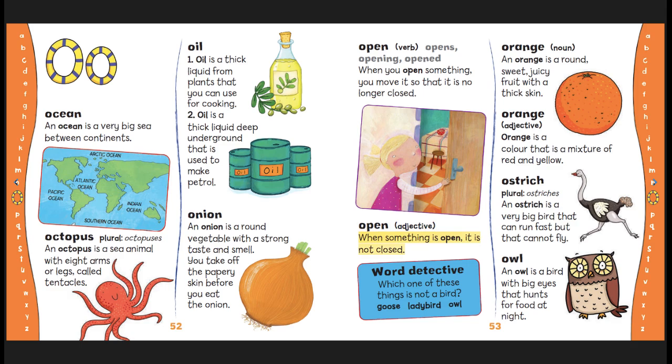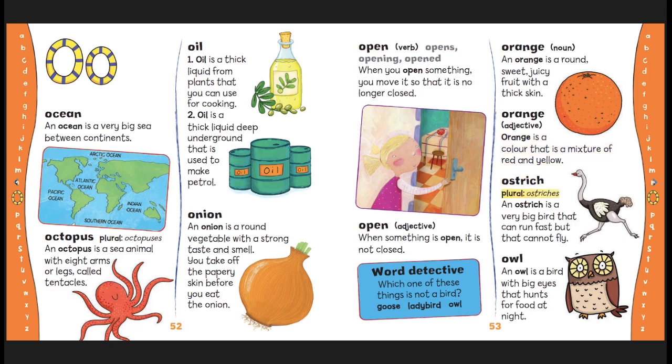Word detective. Which one of these things is not a bird? Goose, ladybird, owl. Orange, noun. An orange is a round, sweet, juicy fruit with a thick skin. Orange, adjective. Orange is a colour that is a mixture of red and yellow.